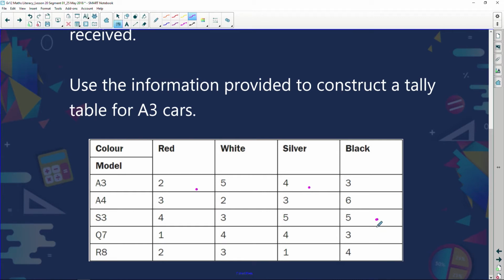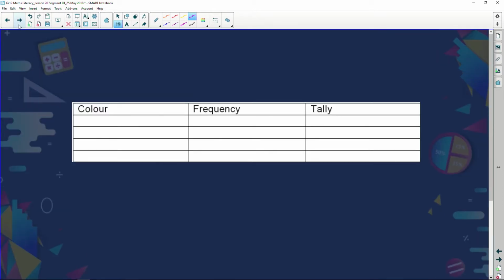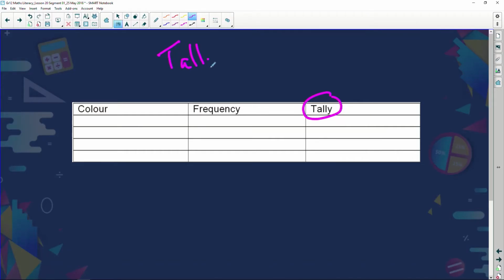Q7, I was like, now we're into Qs. Q7, 1 red, 4 white, 4 silver, and 3 black. R8, now we're into Rs. Okay, R8, 2 red, 3 white, 1 silver, and 4 black. Now, we have to put this into a tally table. Right, so this table in front of us is called a tally table. T-A-L-L-Y table. Okay, tally, T-A-L-L-Y table. Cool.